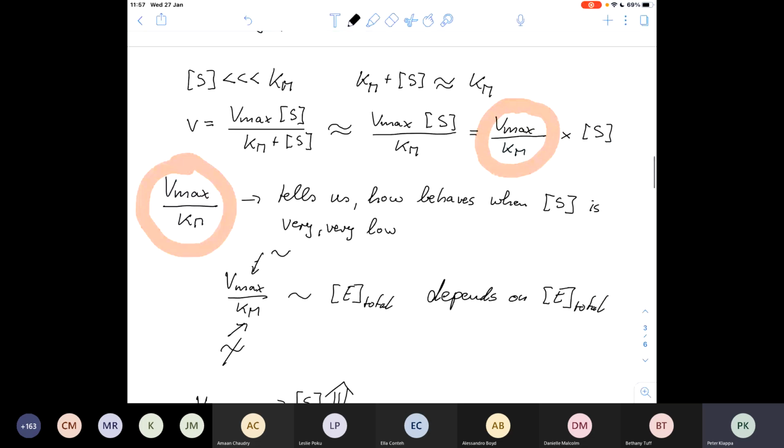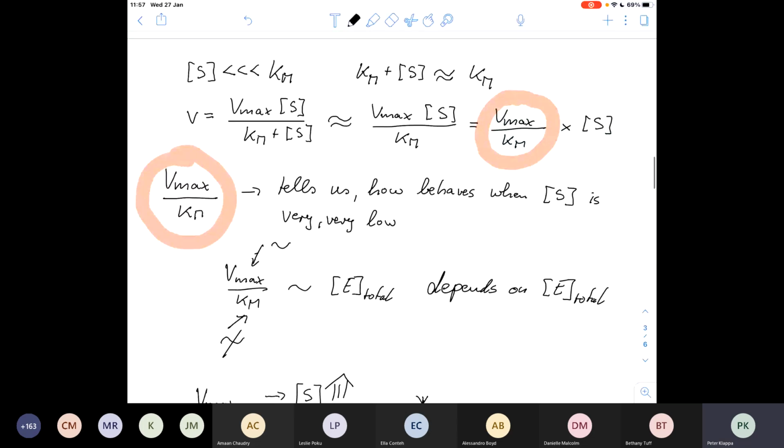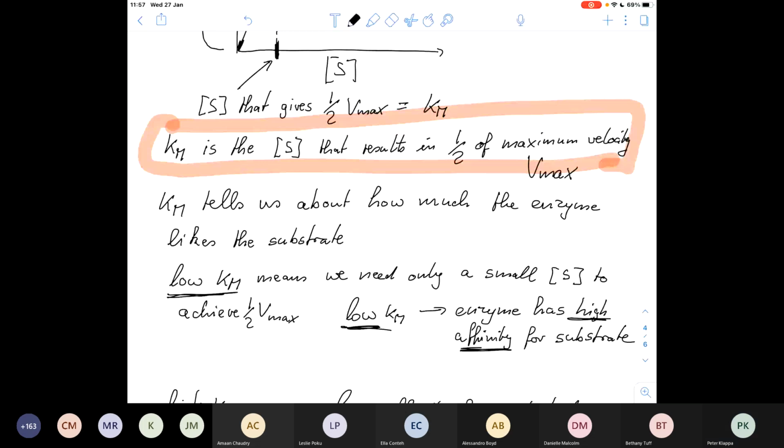We learned about the parameter Vmax over Km that tells us how the enzyme behaves when the substrate concentration is very, very low, almost zero. And we know that Vmax over Km is dependent on the enzyme concentration. And finally, we discussed what happens if the substrate concentration is equal to Km. And in this case, we get half of the maximum velocity.